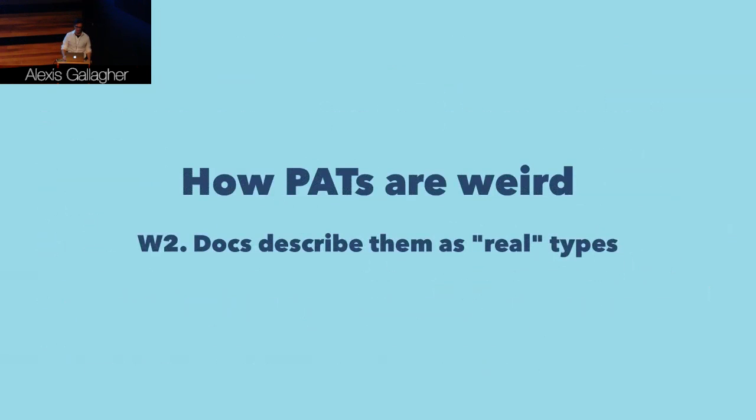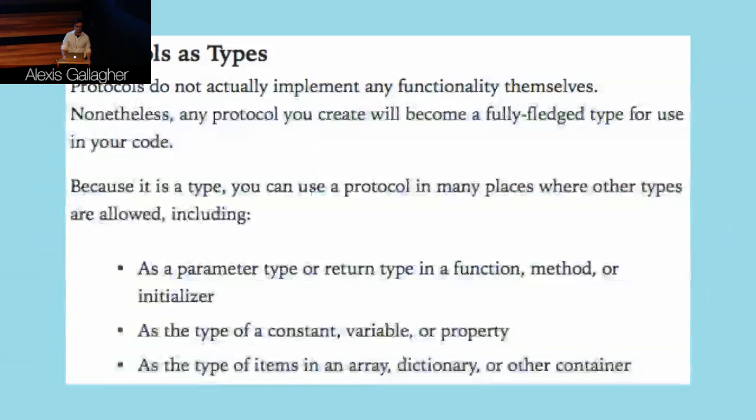So this only-usable-as-a-generic-constraint feature is genuinely restrictive, and I think it's fair to be surprised, especially because when you look at the docs and communication from Apple, there's a lot of language that describes protocols as real types in Swift. Here in the Swift programming language book, it says, any protocol you create will become a fully fledged type for use in your code. You can use a protocol in many places where other types are allowed. Parameter type, return type, type of a constant, variable, property, type of items in arrays, dictionaries. That's actually a list of all the places that you cannot use a protocol with associated types. Literally. Those are all the places you cannot use one, which is, I guess, why they have the word many in there, just to make it a bit ambiguous.